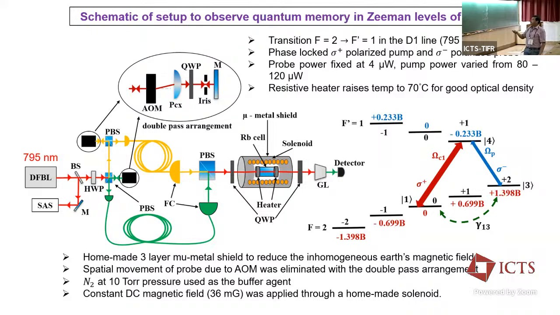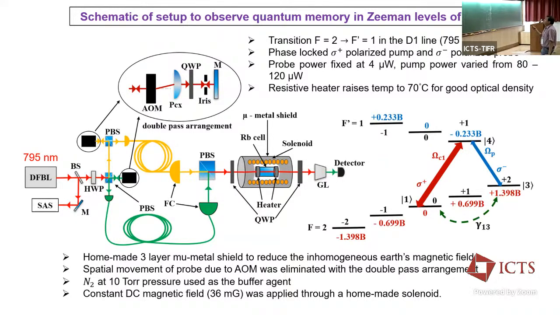And you can see this is SAS, and then we derived both the things. Now what we are looking for is a transition of F=2 to F'=1 in the D1 line, and it is phase locked. So we took it through two AOMs just to compensate one with the other. One of the AOMs we can scan the detuning, so we can scan the frequency. We made it in a double pass arrangement to take care of the spatial movement of the probe.